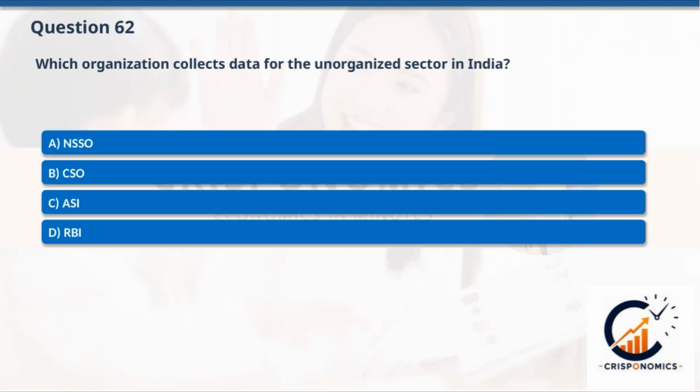Let's look at the organizations involved in collecting data for India's unorganized sector. The question asks which one specifically handles this task. We have 4 options: RBI, ASI, CSO, and NSSO. Each plays a different role in data and statistics, but only one focuses on the unorganized sector. Understanding their functions helps us see how data shapes policy and planning in India's diverse economy.